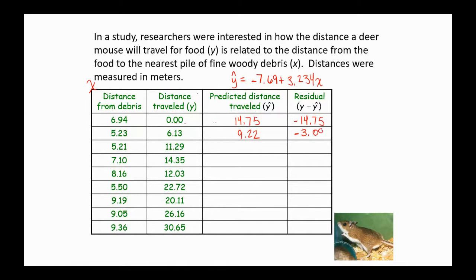Negative 3.99, okay? Riley, did you also get that? Yes, I got that. She got the y hat as 9.16. Yep. The residual as 2.13. That's right.